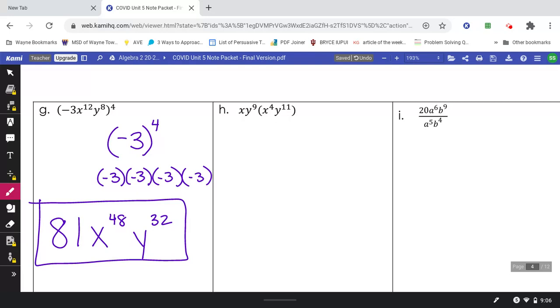Part H is actually a multiplication. So even though they have this in parentheses, you're still just multiplying. Remember, parentheses next to each other is multiplication. So we're going to be adding the exponents. There is an invisible 1 right here. So I'm going to add the x exponents to get 5. And I'll add the y exponents to get 20.